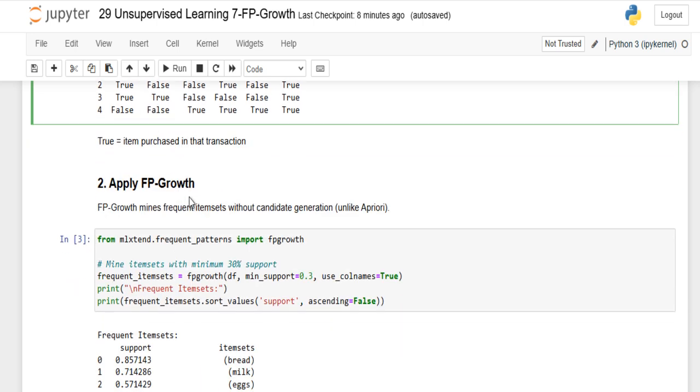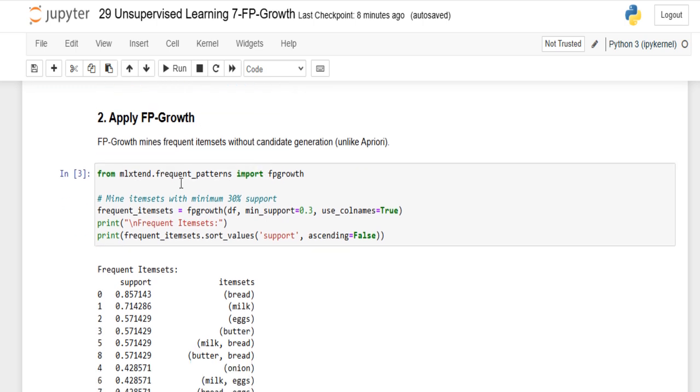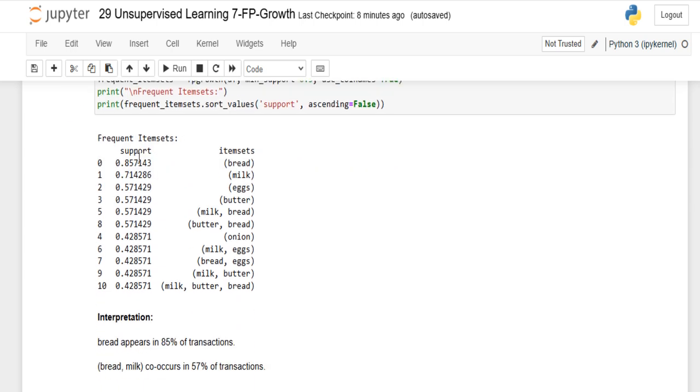Now we can apply our FP growth here, which mines frequent itemsets without candidate generation, unlike Apriori. Here we have our itemset support. Looking at this, you understand that bread appears in 85% of transactions, or approximately 86% anyway. We also have bread and milk co-occurring in about 57% of transactions.